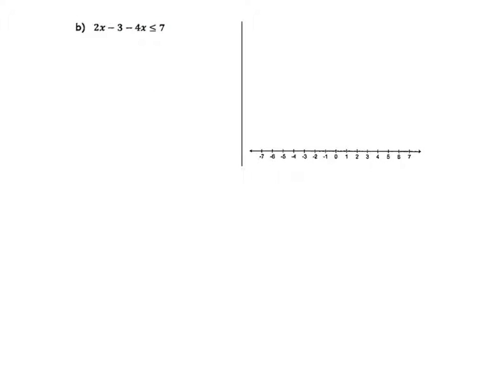Okay, B. There's no parentheses here. I'm not going to distribute anything. But there's like terms, and they need to be put together. 2 and 4. I'm going to do a little star. Okay, those are the like terms. They have black stars on them.